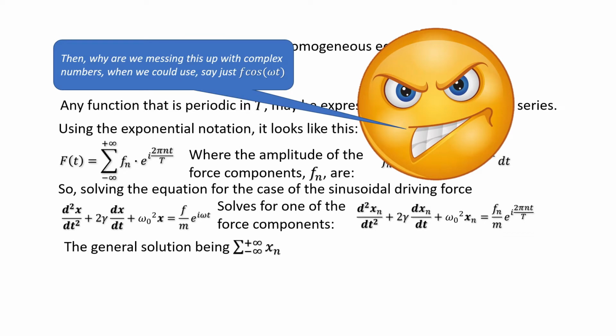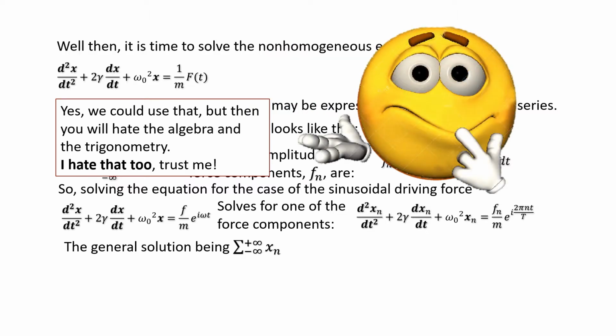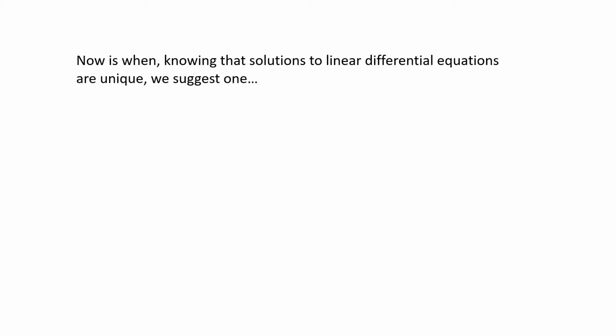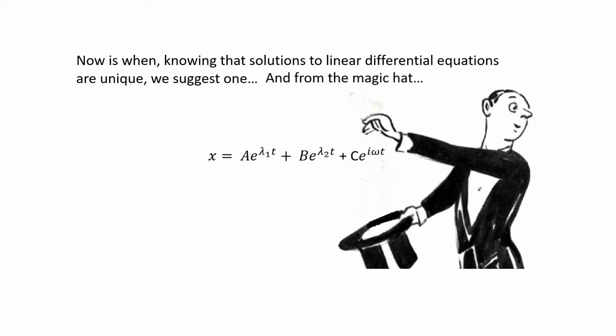Then why mess with these complex numbers when we could use, say, f times cosine of omega t? Your question makes sense. We could use that. But then you will hate the algebra and the trigonometry. I hate that too. Just trust me. Now, knowing that solutions to linear differential equations are unique, we suggest one. And from the magic hat, this comes out.